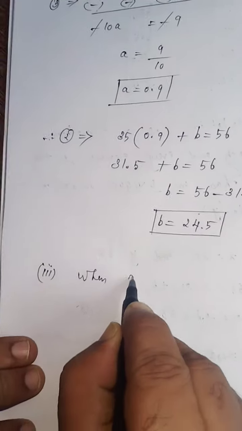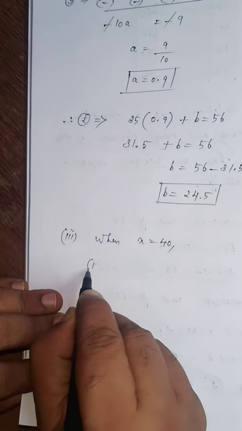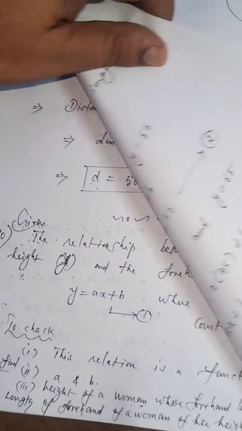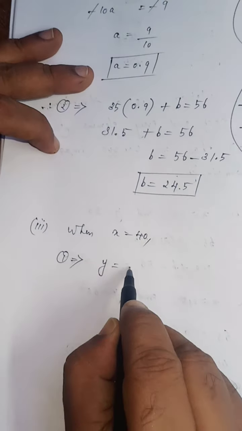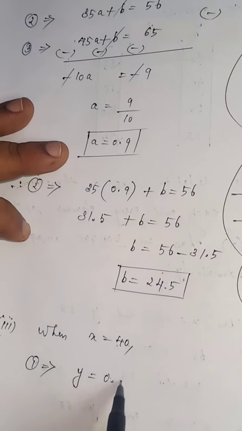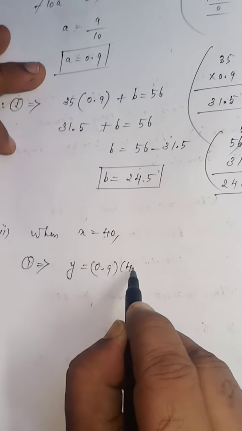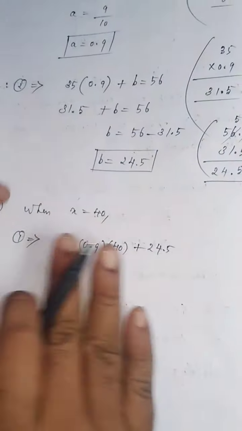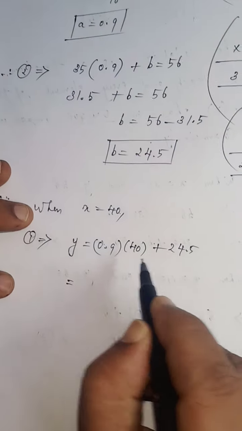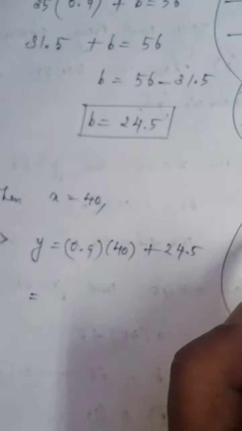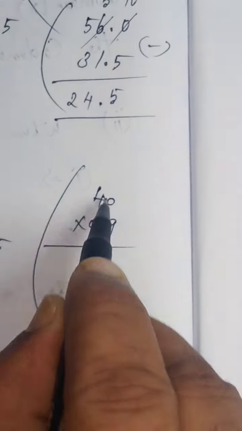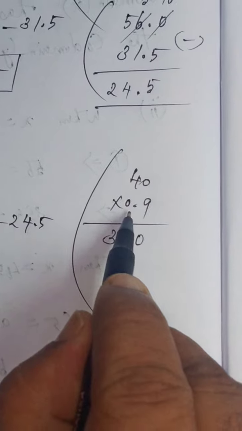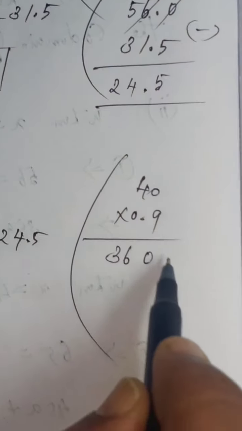when x equals 40, equation number 1, y equal to ax plus b, correct? Y, that is equal to a, what is the value of a? 0.9 into x, x value is 40, plus b, b value is 24.5. Then you have to simplify. 0.9 into 40, I write over here 40 into 0.9 equals 9 into 0, 0, 9 4s are 36. So after the decimal point, only one digit. So after one digit, keep the decimal point.